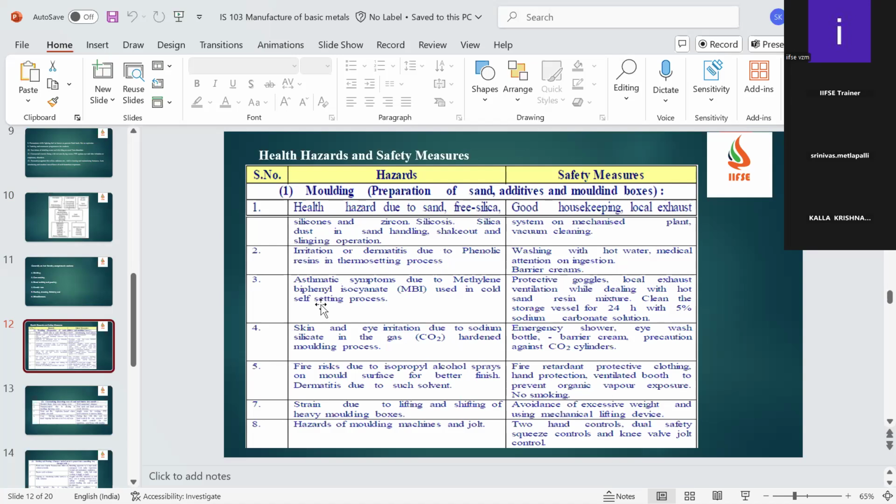Okay. Then asthmatic symptoms due to methylene biphenyl isocyanate used in the cold self-setting process. It is also a chemical they use for setting the mold. Then skin and eye irritation due to the sodium silicate in the gas CO2 hardened molding process. The hardened molding process, what will happen?